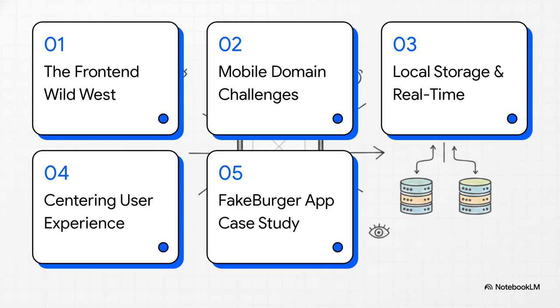Think of this explainer as your comprehensive survival guide for the most hostile environment in software, the user's actual device. Here is our roadmap for today. We'll start with number 1, the front-end Wild West. Then we'll hit number 2, overcoming mobile domain challenges. In section 3, we're looking at local storage and real-time solutions. After that, we'll dive into number 4, centering the user experience, and we'll wrap up with number 5, a real-world case study on the Fake Burger app.